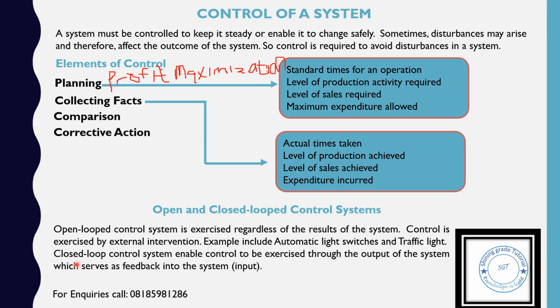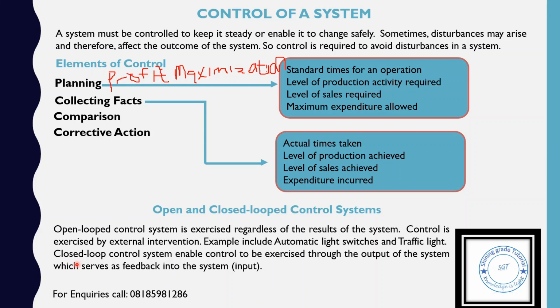Examples are automatic light switches and traffic lights. What happens? The result that will be obtained from them does not determine the emphasis that will be laid on the control of the system. So the result does not actually determine them. So the result is so certain. I hope you get that.